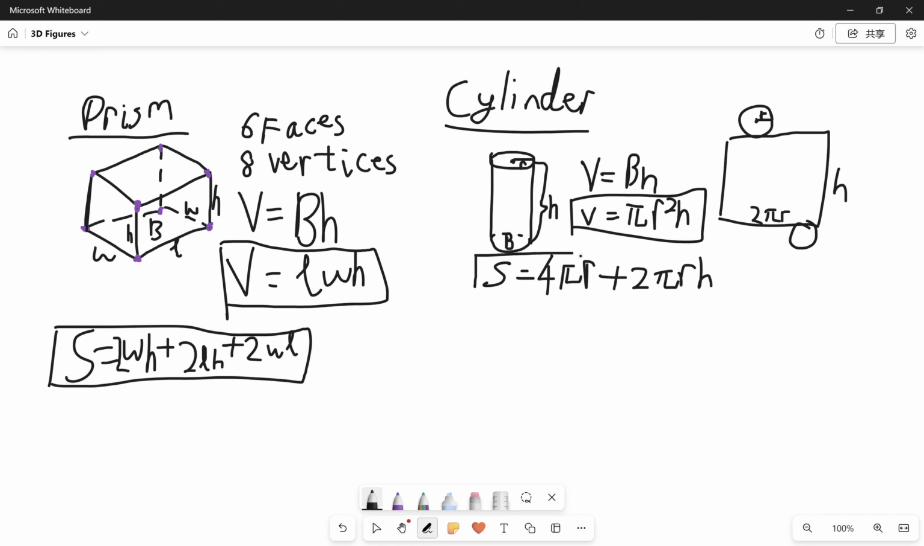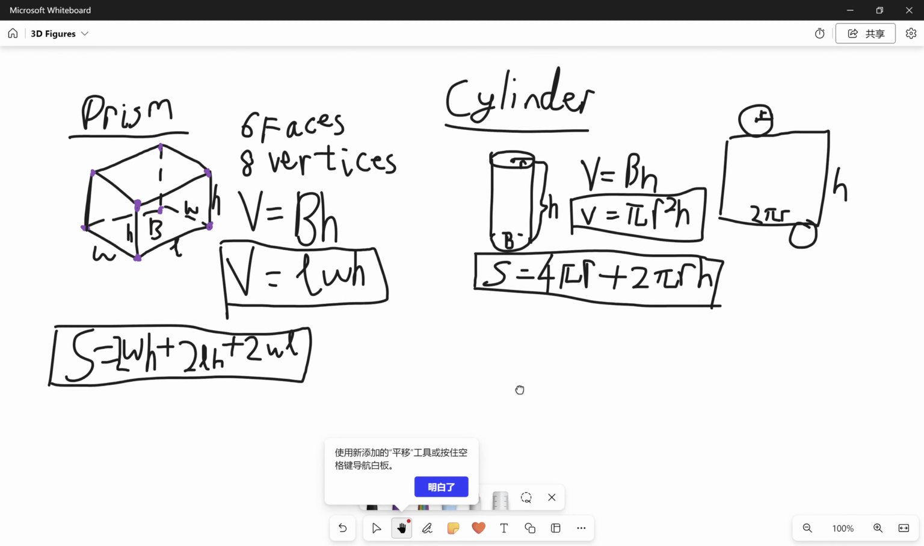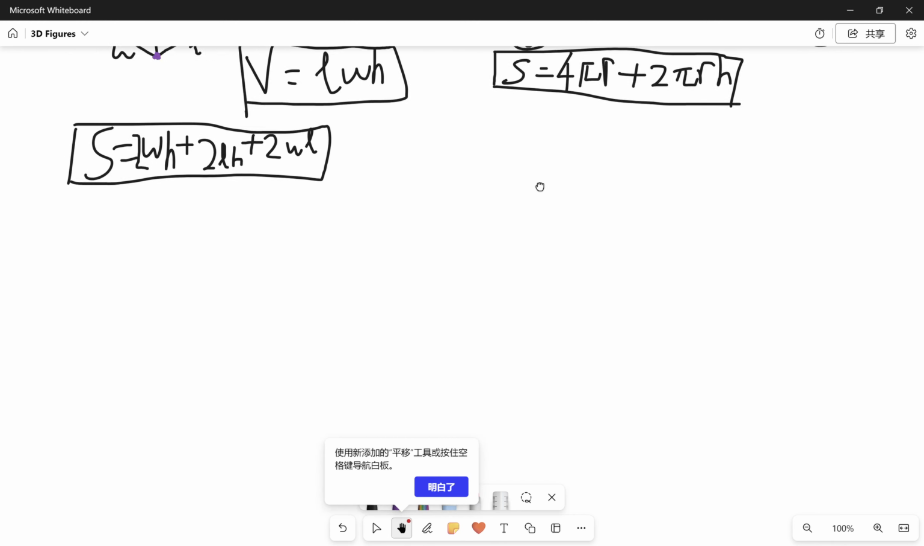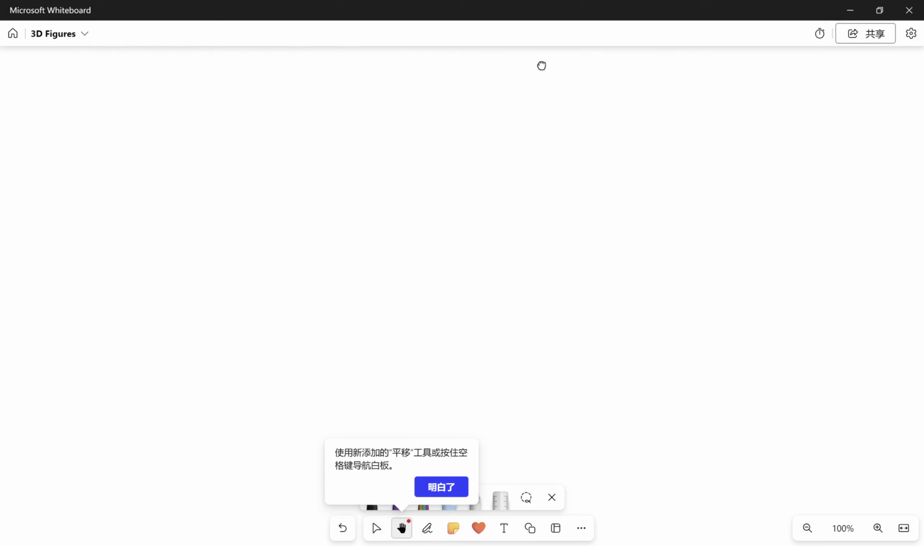So okay, the length is 2 pi r, the width is h. So yeah, 2 pi r h. So that's actually just our surface area.